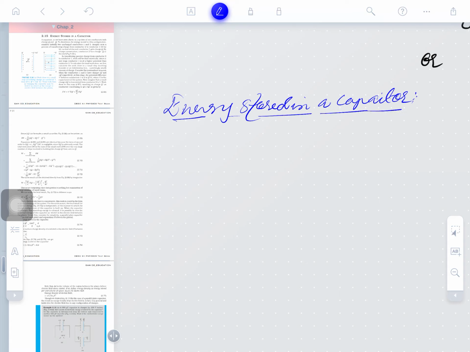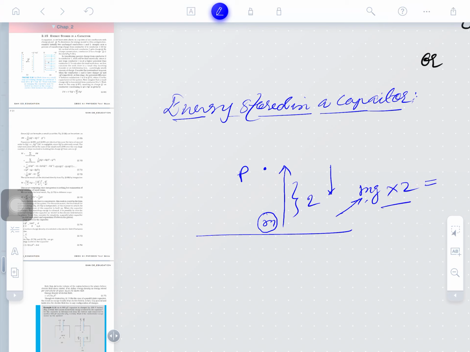What is energy? Obviously, suppose there is gravity. This is a mass object. We want to bring the object up to this point P. Downside is the force mg, gravity, so we need to do work against this. So how much work is done? The displacement is 2 meter, so multiply by 2 meter, force into displacement.